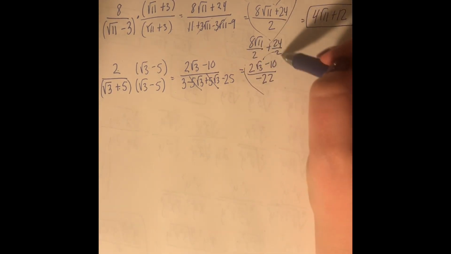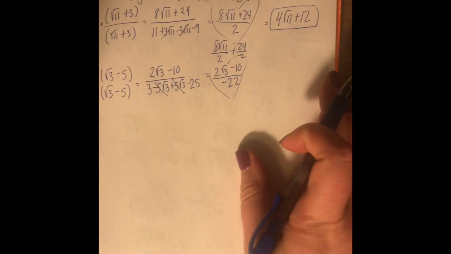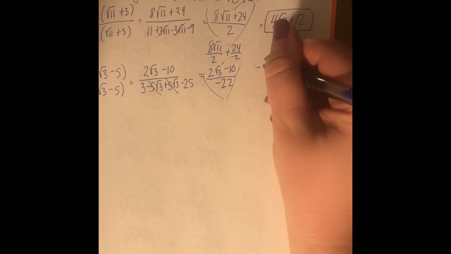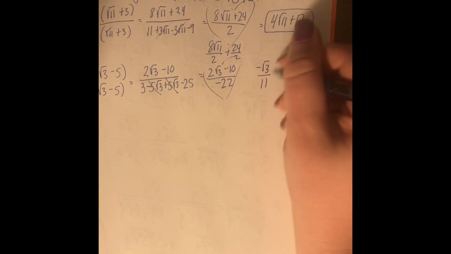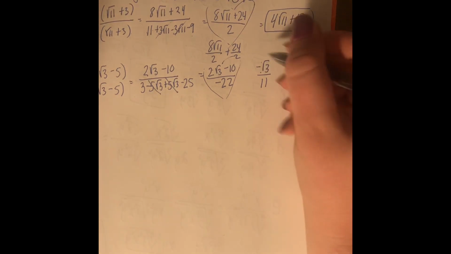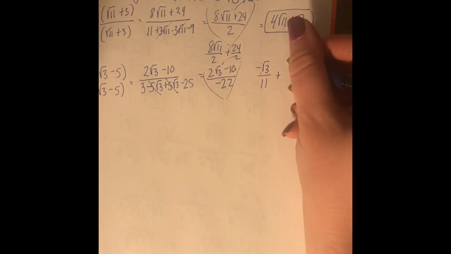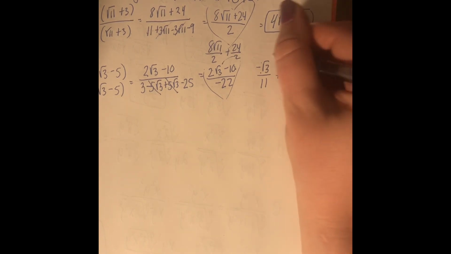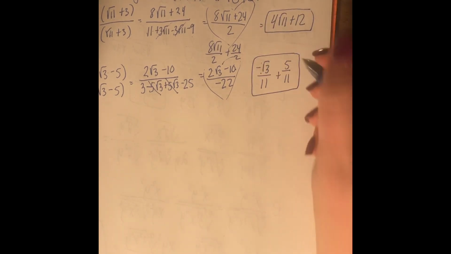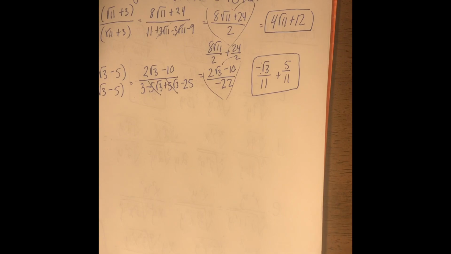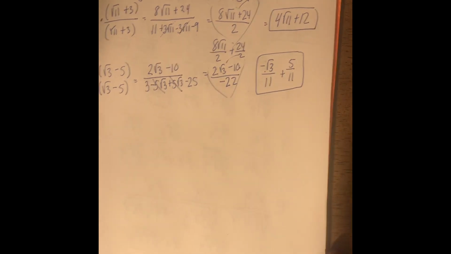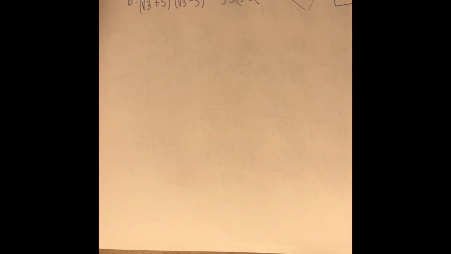And again, we can do our little heart trick. 2 over negative 22 is negative square root of 3 over 11, or negative 1/11 square root of 3. Negative 10 divided by negative 22 is a positive 5 over 11. There you go. So sometimes you're left with fractions. Fractions are fine as long as the square root is not in the denominator.